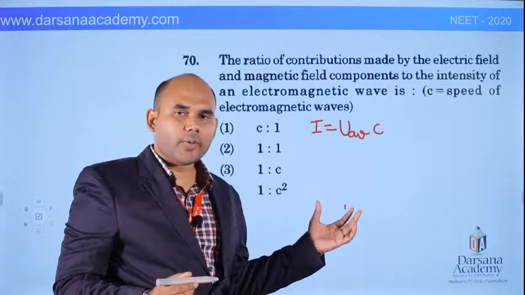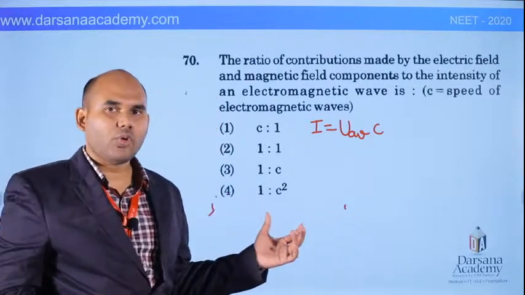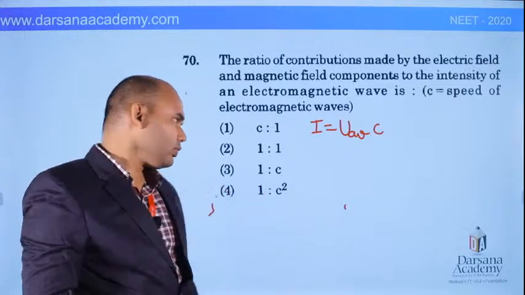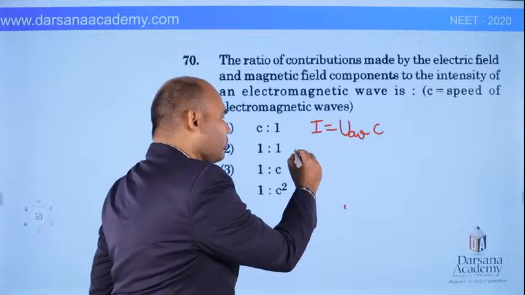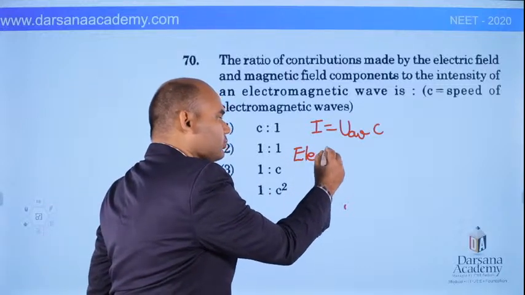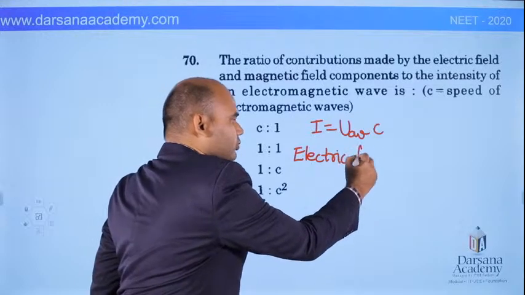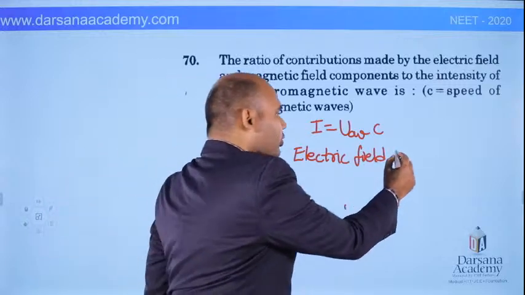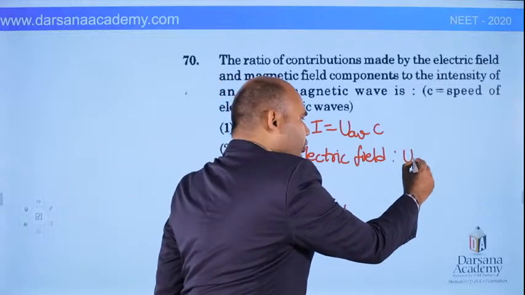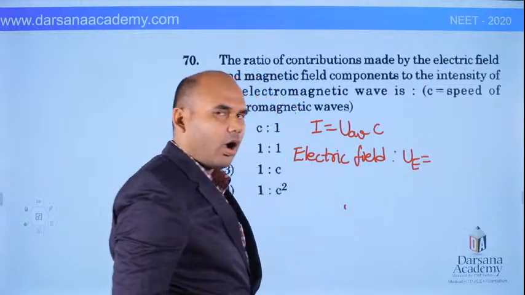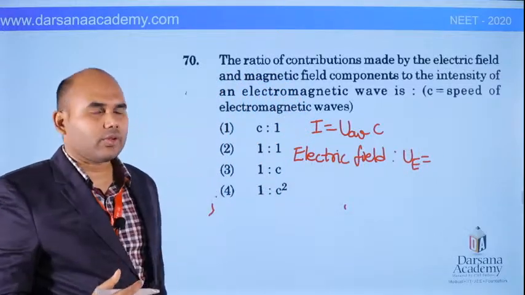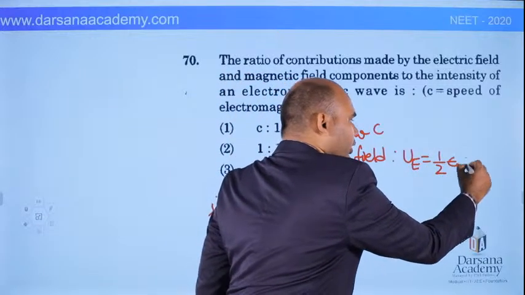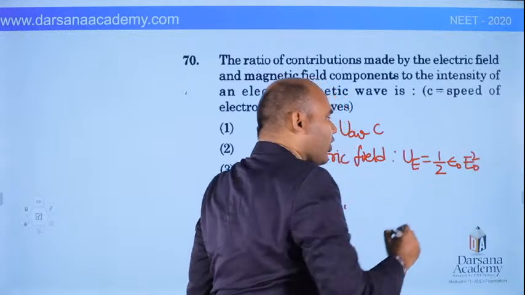So they are asking for the contribution of the electric field and magnetic field in the intensity. And an electromagnetic wave consists of both electric field and magnetic field. So very simple. U average, if the contribution is due to the electric field, say U E, it is simply half epsilon naught E naught square. This is the peak value.